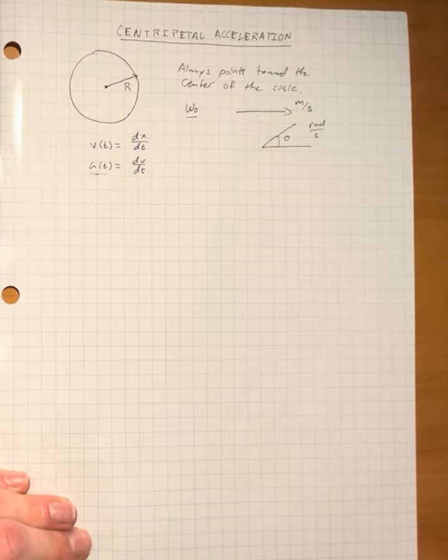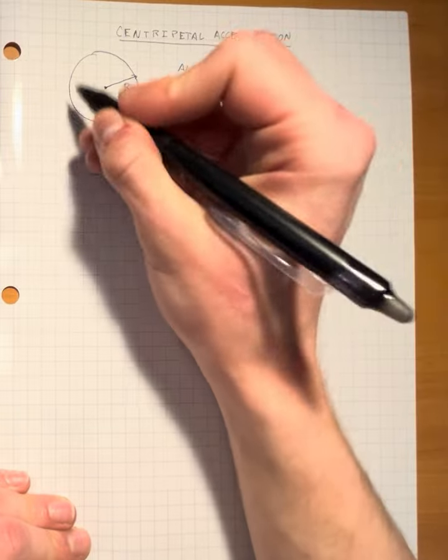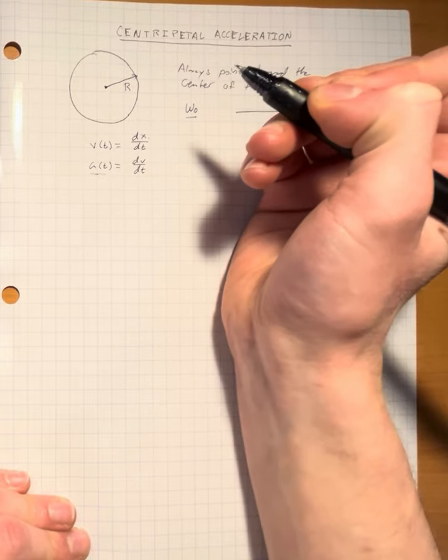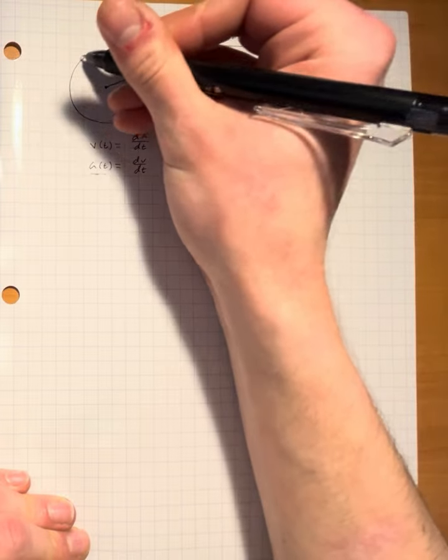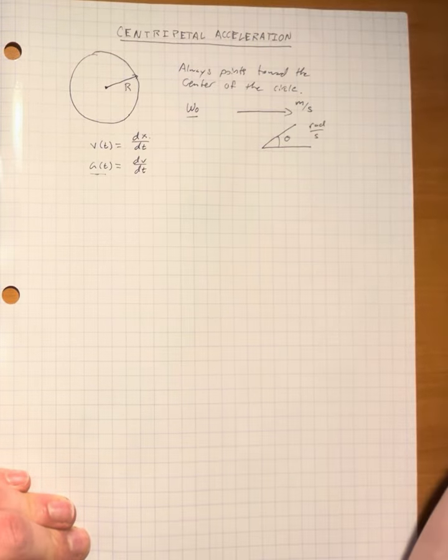And the reason that's not going to be too bad is because we are moving in a circle. So one thing that never changes is the radius, right? As we're moving around the circle, we're staying the same distance away from the center of the circle, because that's the definition of a circle. It's the locus of points that's equidistant from a center point.